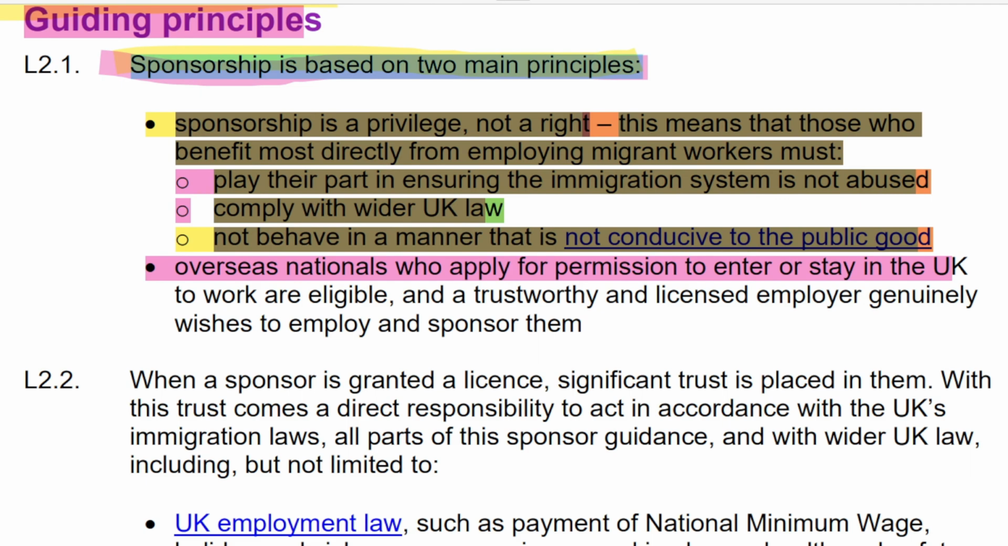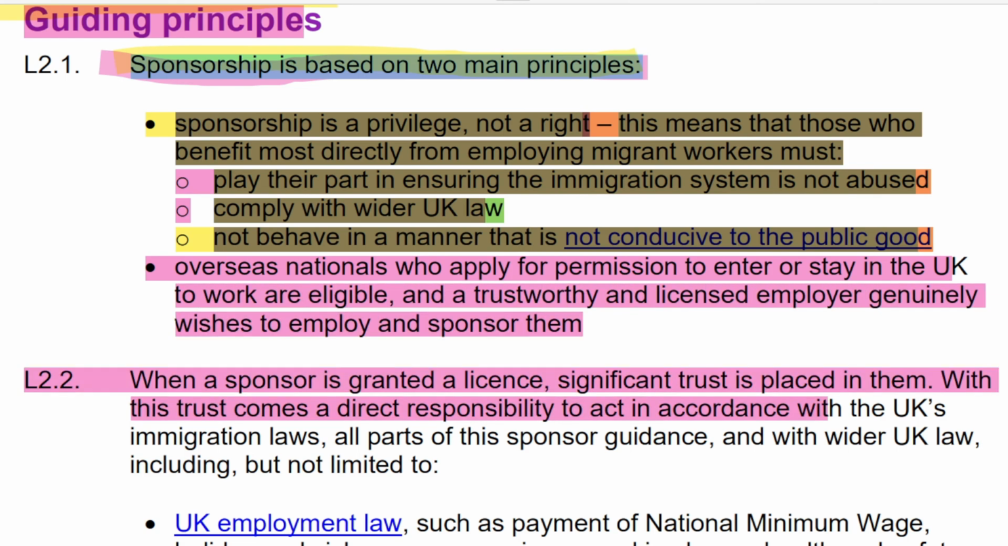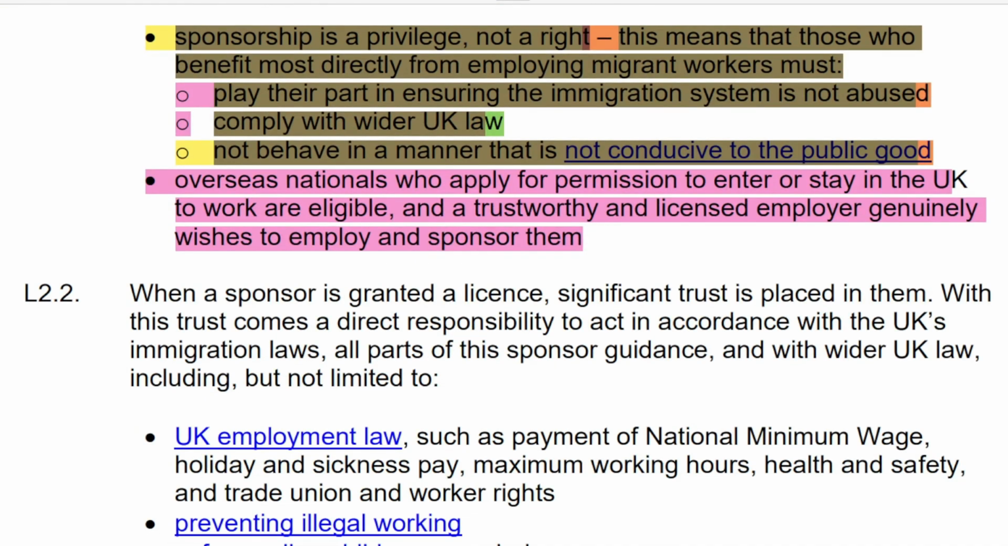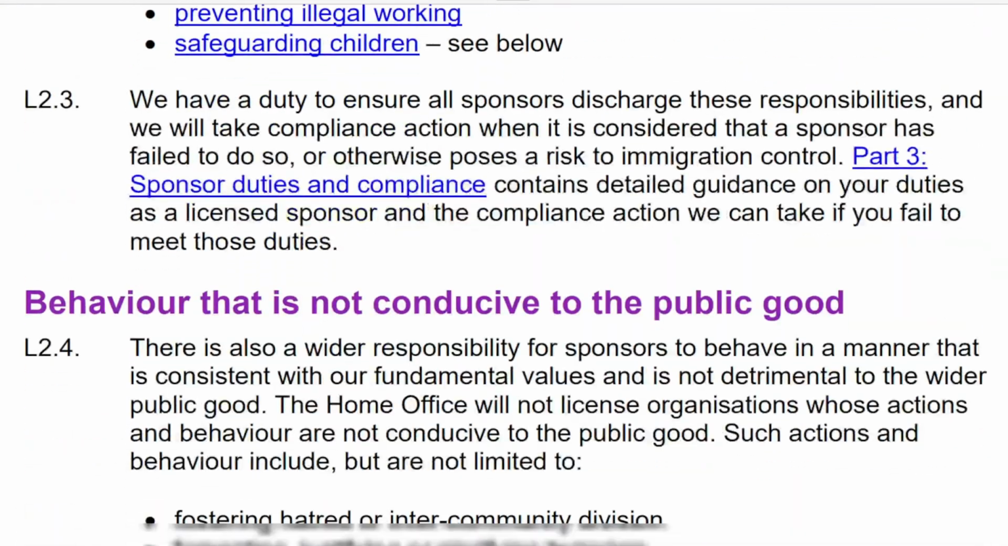The second one is that overseas nationals who apply for permission to enter the UK must be eligible and trustworthy, and licensed sponsors wish to employ and sponsor them. So if you are coming to the UK, you must perform as mentioned by the Home Office. You need to respect the law.